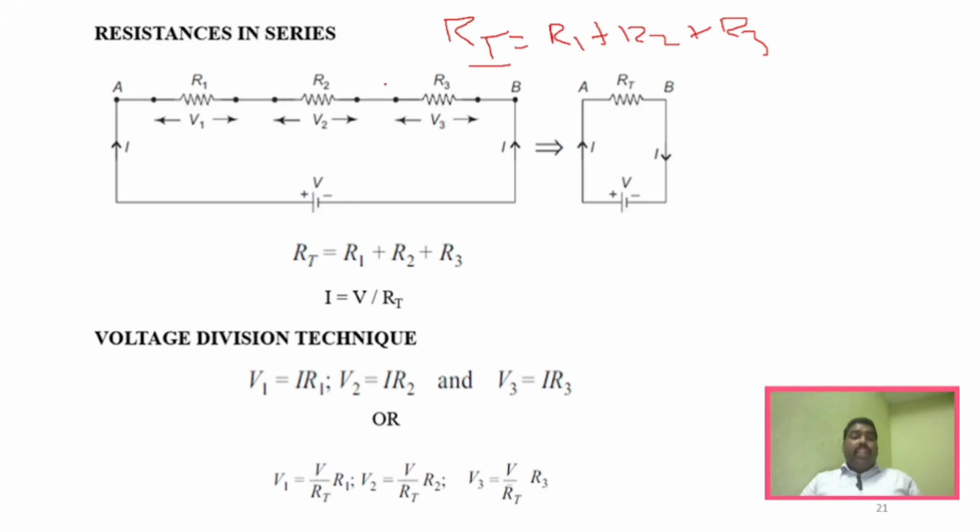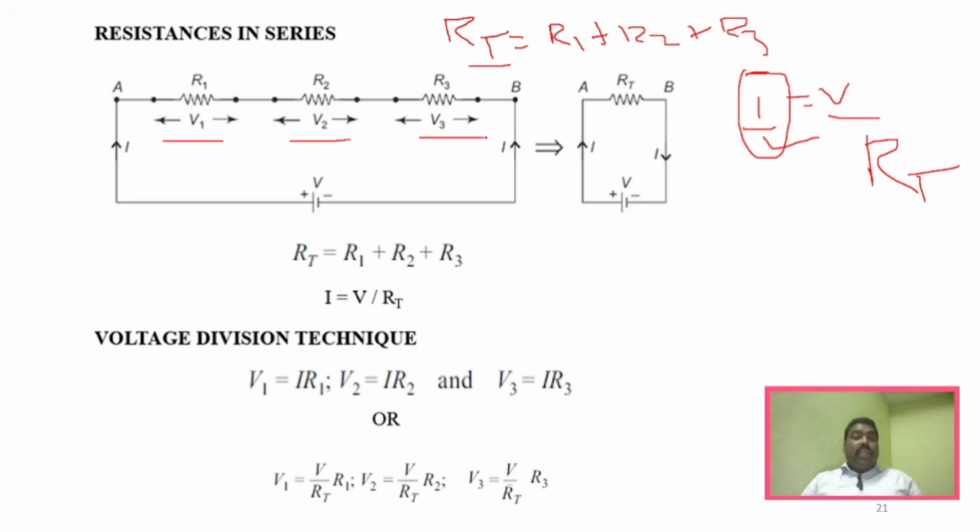Say for example, if you need to find the current in this particular circuit, we already know that I is equal to V by R. Here the resistances R1, R2, R3 are taken as RT. So if you use this formula, you can find the current. And after finding the current, you can determine the voltage. For every resistor there will be a voltage drop, so you need to find the voltage across each terminal.